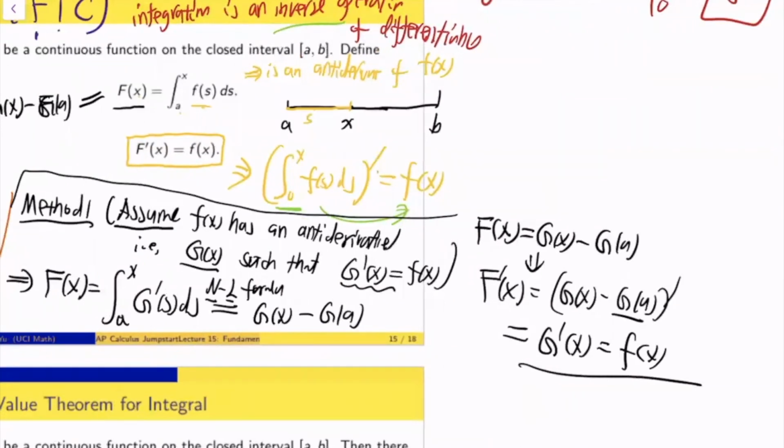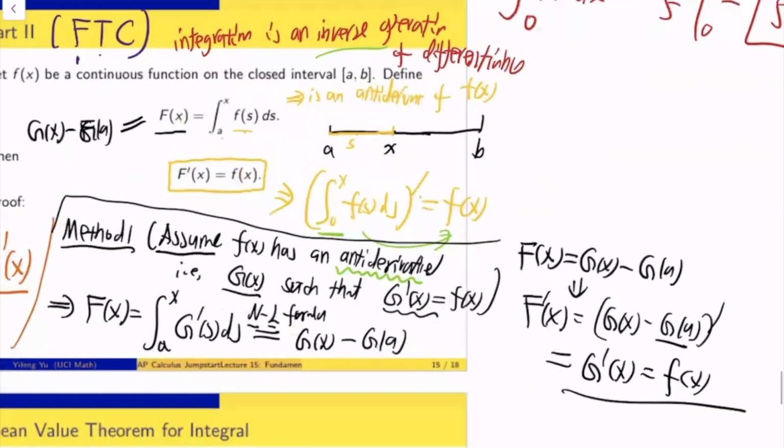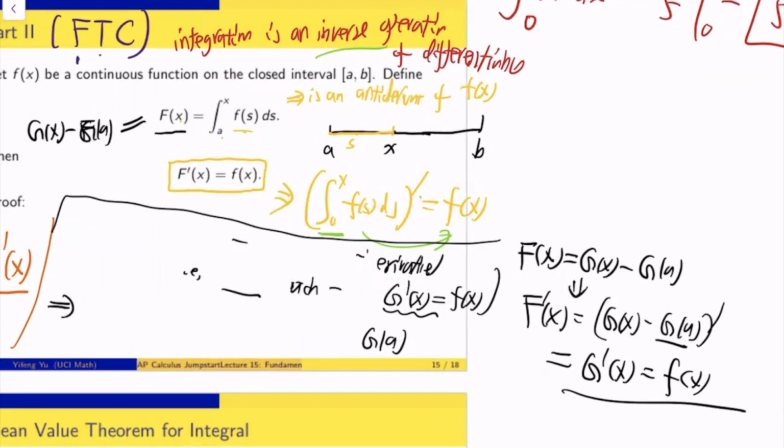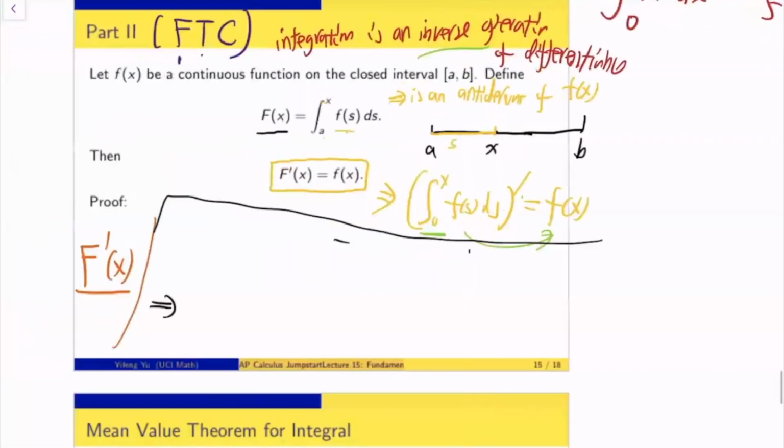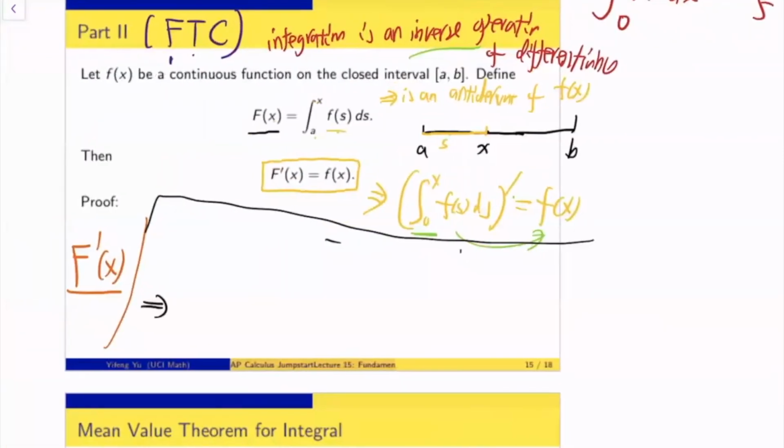But here, the problem is we need to assume that f has an antiderivative. In general, you don't really know. Of course, the answer is yes, but we don't know at this point. So this is not the general way to prove the theorem. Now let me show you the second method, which is the general way to prove the theorem and the usual way to establish this one. Method 2.